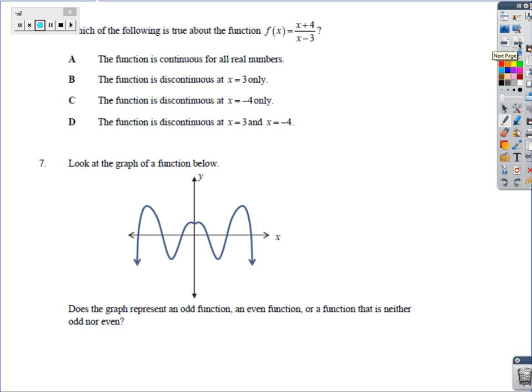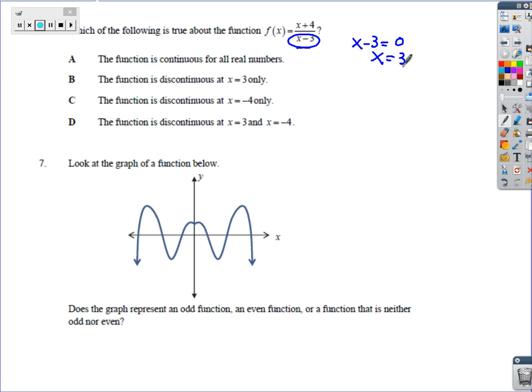Okay, for number 6, it says which of the following is true about the function? So you're looking for the only statement that's true. If you remember, you need to make sure your denominator is never 0. So x minus 3, if I set that equal to 0, it is undefined at x is equal to 3. Let's just look at that.